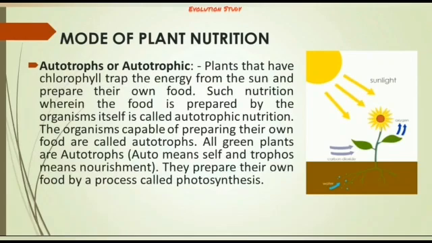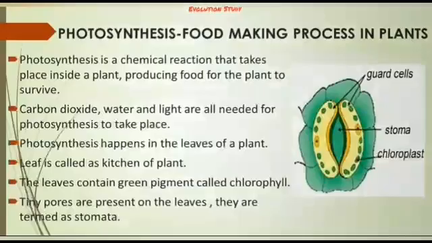They prepare their own food by a process called photosynthesis. Photosynthesis is the food making process in plants. Photosynthesis is a chemical reaction that takes place inside a plant, producing the food for the plant to survive. Carbon dioxide, water and light are all needed for photosynthesis to take place. Photosynthesis happens in the leaves of a plant.